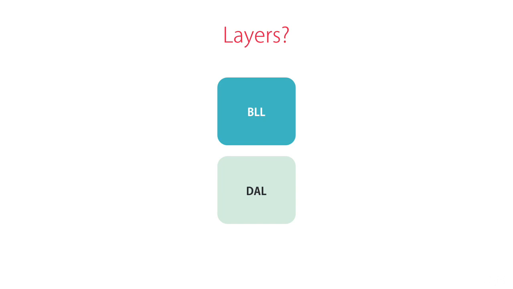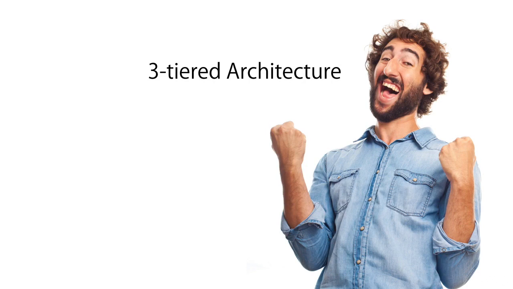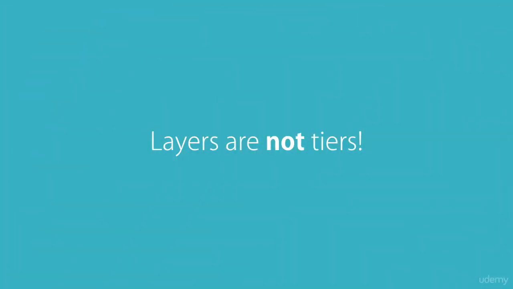Now, one trend that I have seen amongst some developers is that they create these folders BLL, which stands for Business Logic Layer, and DAL, which stands for Data Access Layer. And then they refer to their application as having three-tiered architecture. This statement is fundamentally wrong. For starters, layers are not tiers.